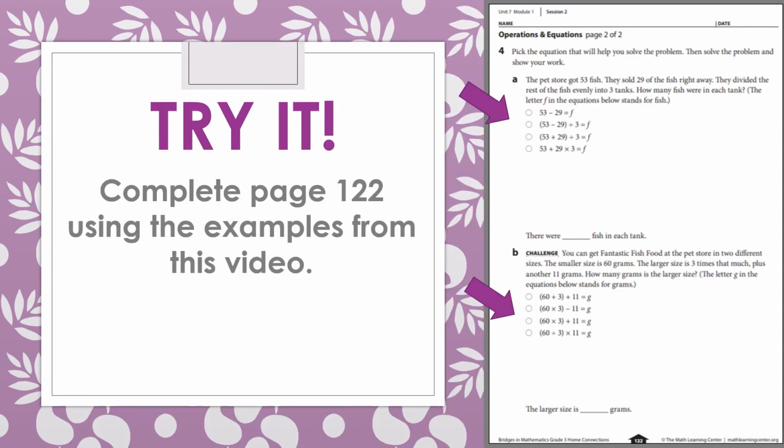Now it's your turn to try it. Complete page 122 using the examples from today's video. Consider applying strategies we practiced, including 3 reads, visualizing, drawing a quick sketch, and creating visual models. As you complete these practice problems, pick the equation that will help you solve the problem. Then solve the problem and show your thinking.